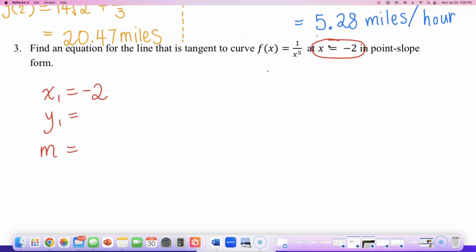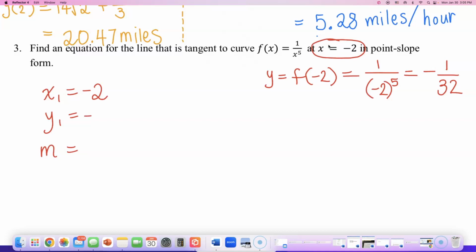So y is equal to f of -2. What happens if you plug in -2 into the function? You'll get 1 over -2 to the 5th power. That's going to be one ugly fraction. So what's that going to be? -2 to the 5th power is -32. So the y value is 1 over 32, but it should be negative. So write down -1 over 32 as your y value.